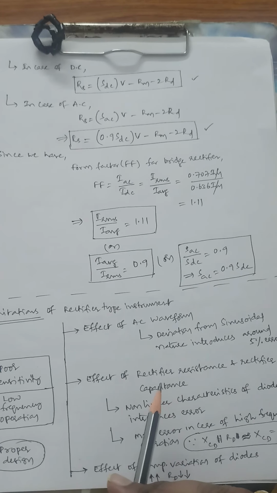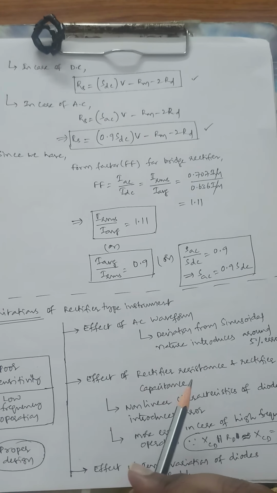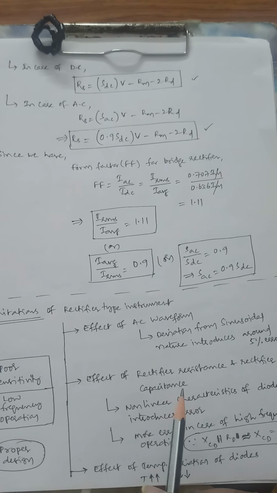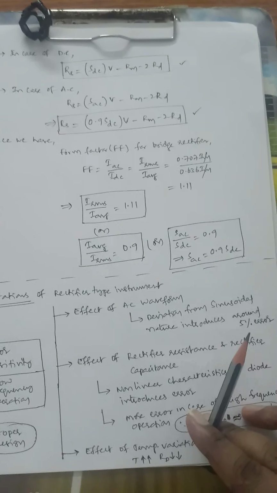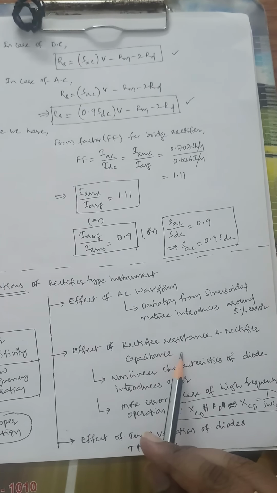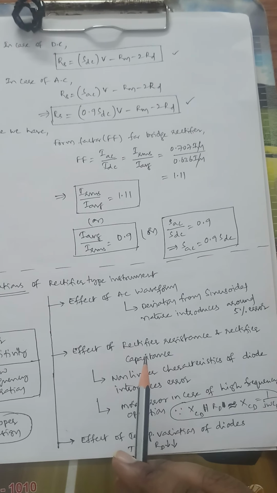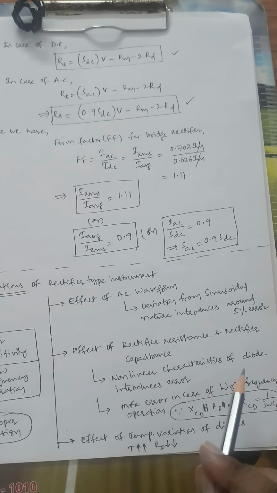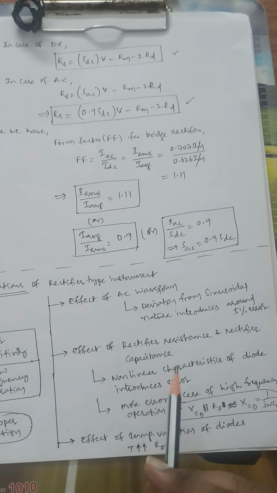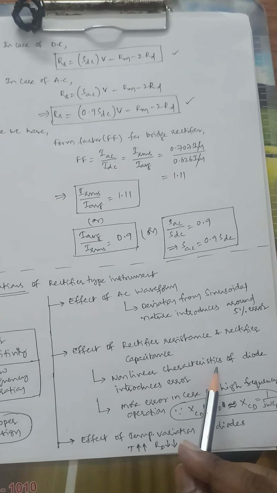Similarly, as diodes are used in the rectifier, the diode will have a resistance and a capacitance, referred to as rectifier resistance and rectifier capacitance, which may cause error. The non-linear characteristic of the diode also introduces error. As we are using a diode, it has non-linear characteristics, so there is a possibility of getting error. And there is also more error in case of high frequency operation.